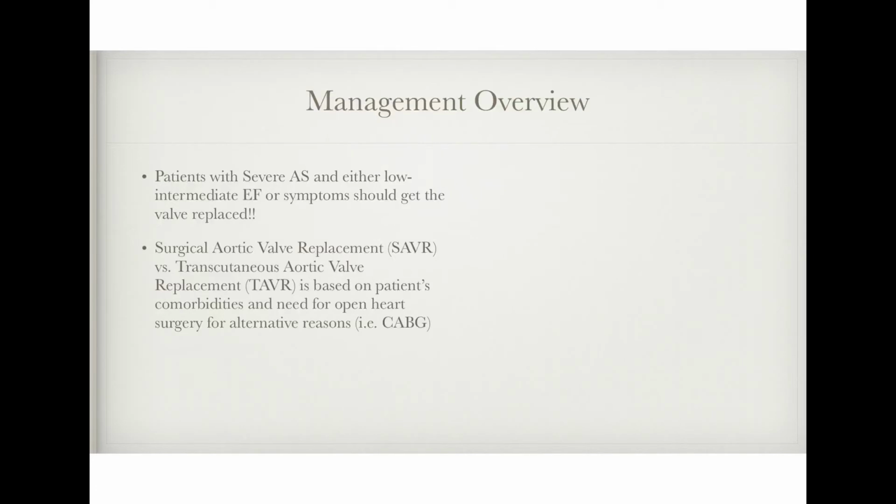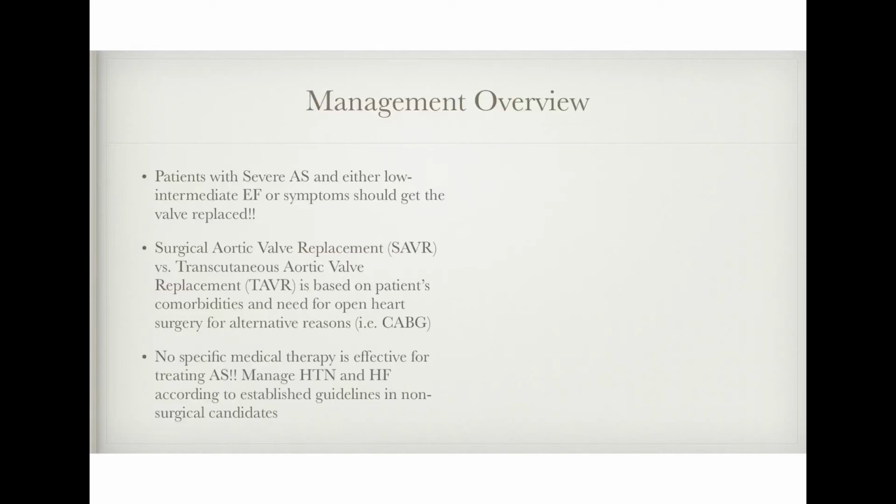The options for replacement are surgical aortic valve replacement, or SAVR, and transcutaneous aortic valve replacement, or TAVR. And the choice of whether to perform a SAVR or TAVR would be based on the patient's comorbidities, eligibility for open heart surgery, and whether or not they would qualify for open heart surgery for an alternative diagnosis that they have, such as triple vessel disease requiring CABG. Oftentimes, we'll send patients with severe aortic stenosis for a coronary angiogram to look for additional coronary disease that would warrant bypass before deciding on the route of surgery.